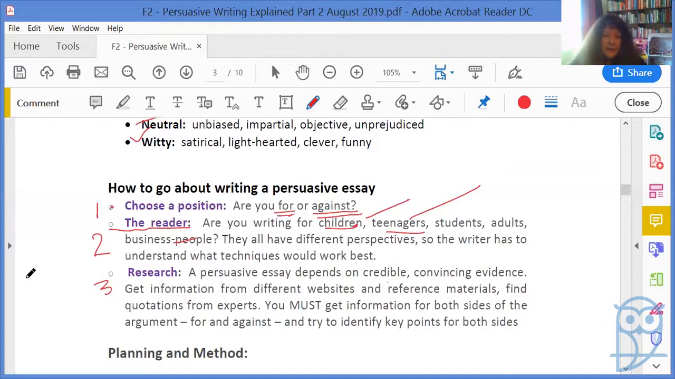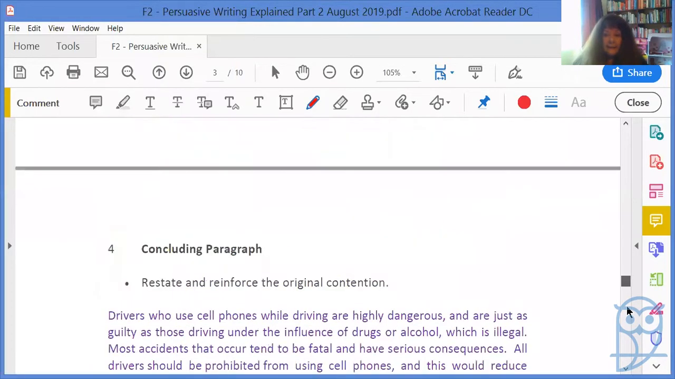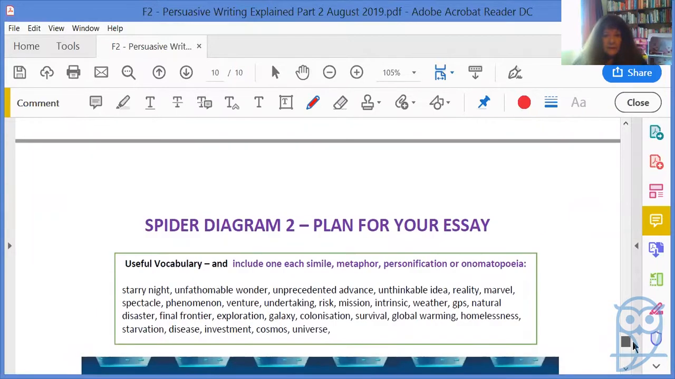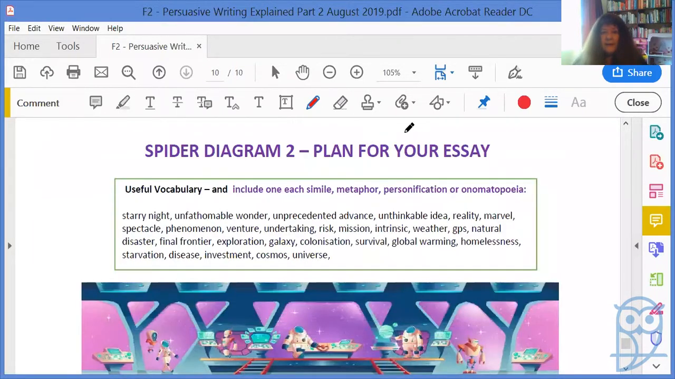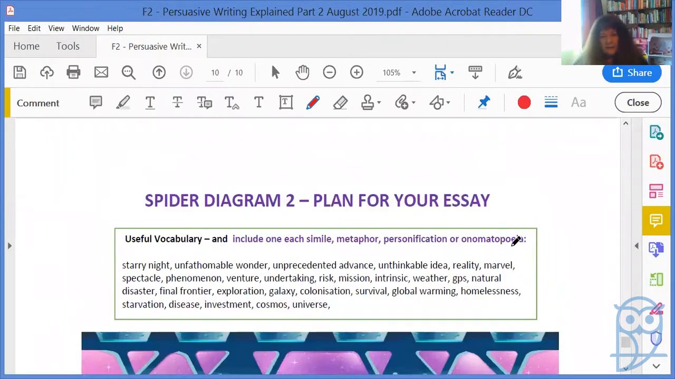Now, before we look at planning and method, I would like you to take a look at a plan for an essay. A spider diagram or plan for your essay should look something like this. A big box at the top with vocabulary. That's all to do with that subject or topic that you've been asked to write about. Think of all the words you know. Think of all the synonyms. Think of antonyms, you know, little phrases that you've heard perhaps.